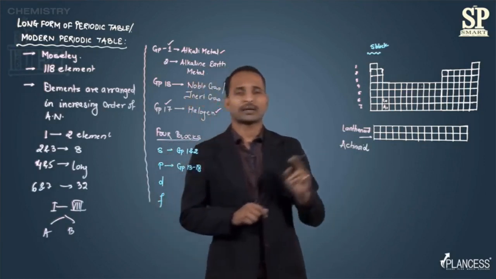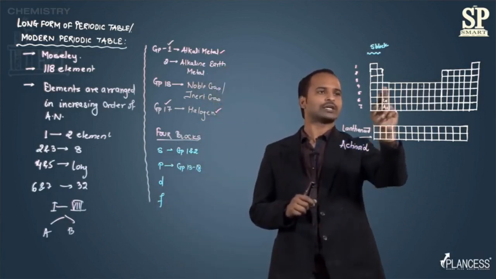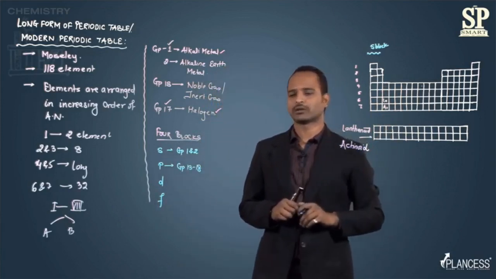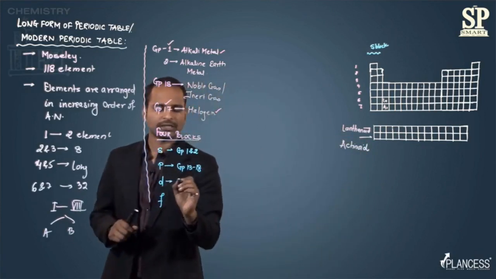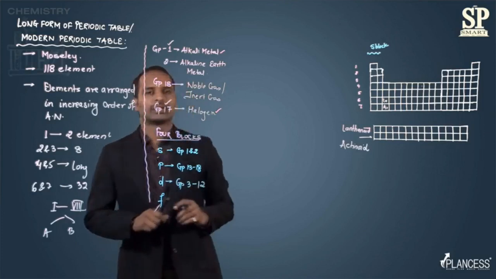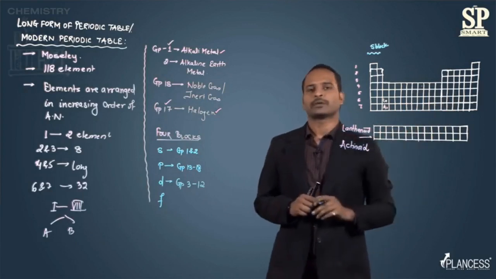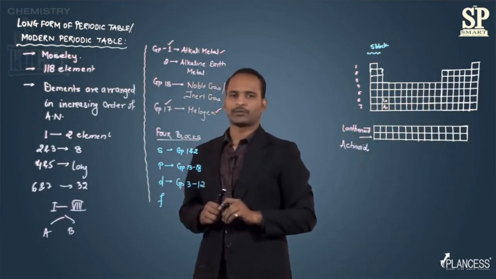Then D. The capacity of the D orbital is accommodating 10 electrons, and that's why the D block is assigned 10 groups. So the D block is assigned 10 groups, and those groups are group number 3 to group number 12, which is placed between the S block element and the P block element.